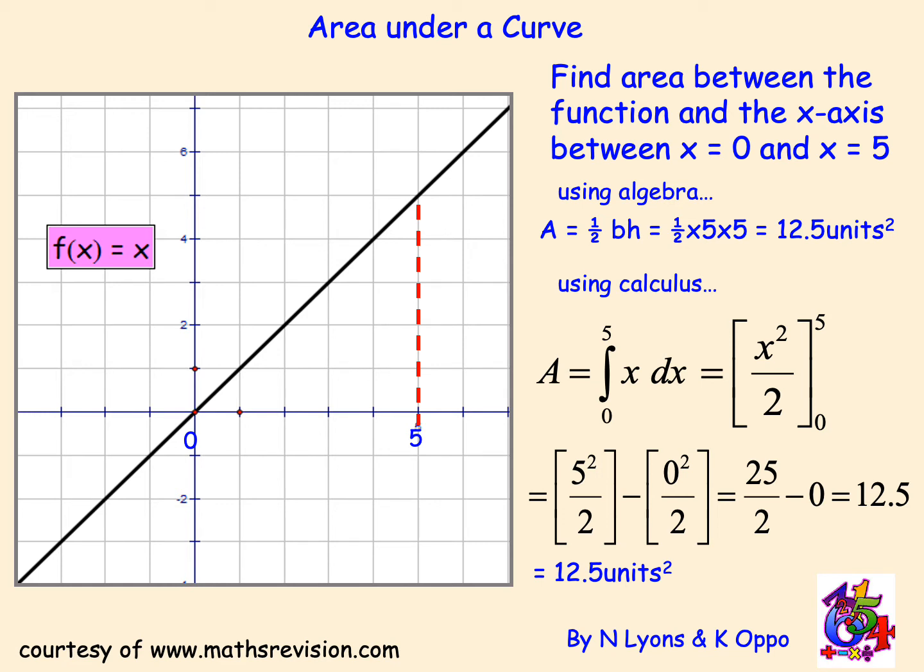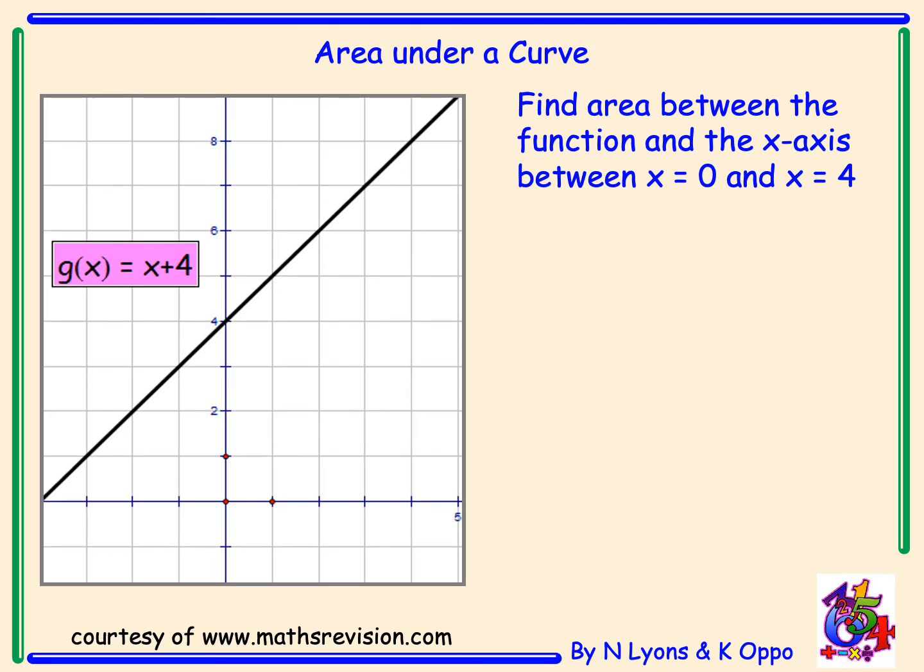Right, let's try another example. So look at this graph now. I've got g of x equals x plus 4. It says find the area between the function and the x-axis between x is 0 and x is 4. So x is 0 is here, so when x is 0, y equals 4. When x is 4, y equals 8. It's a bit more complicated now, but it's still just a straight line.